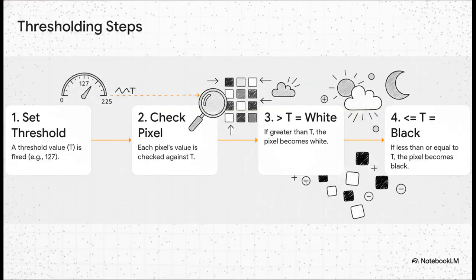And here's how that plays out, broken down into 4 simple steps. First, you just pick a threshold value. We'll call it T. A lot of times people start with 127 because it's right in the middle. Then, the computer just zips through, 1 pixel at a time. It checks. Is your brightness value bigger than T? Bam, you're white now. Is it less than or equal to T? Okay, you're black. That's it. It's a really elegant, simple, and super fast way to simplify an image.